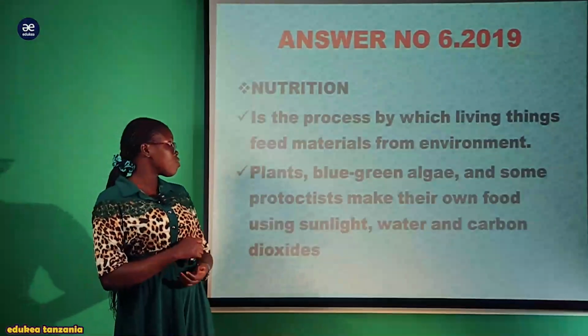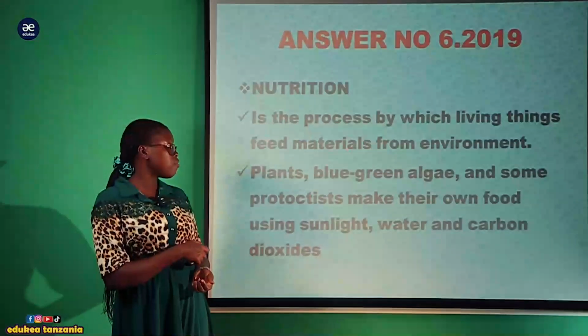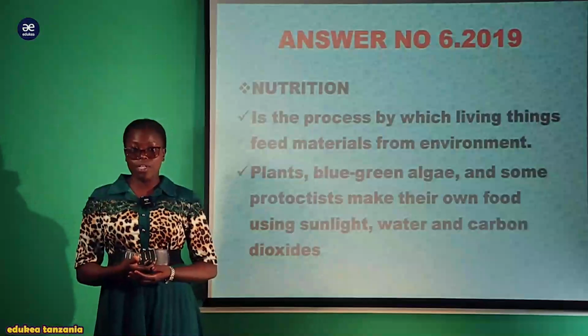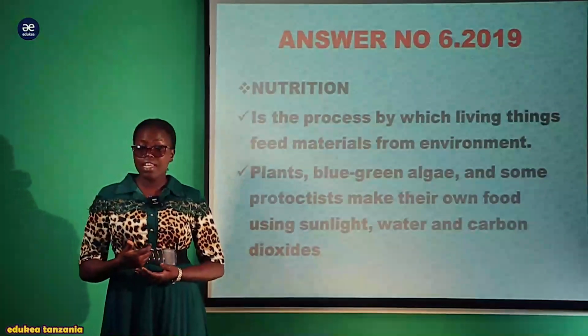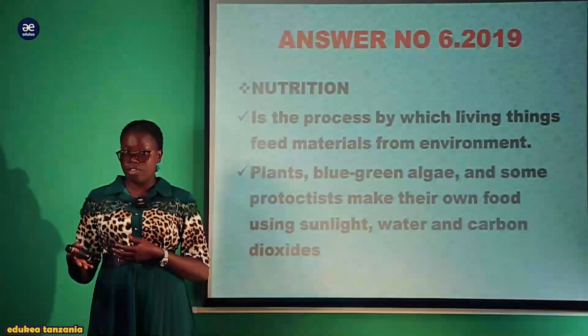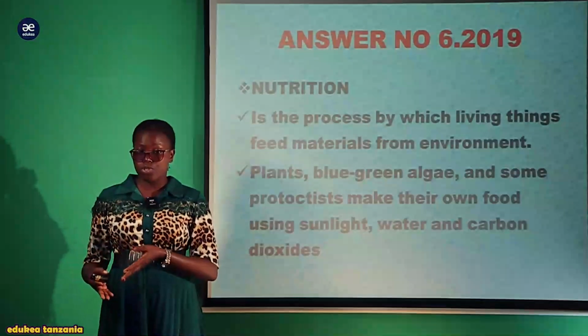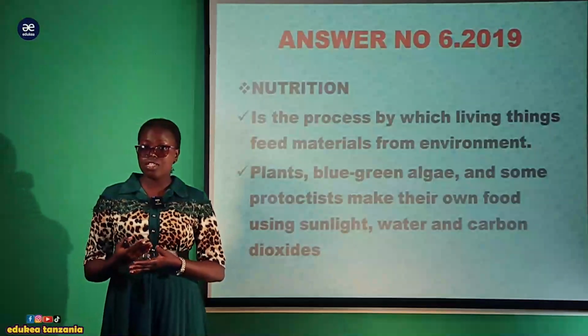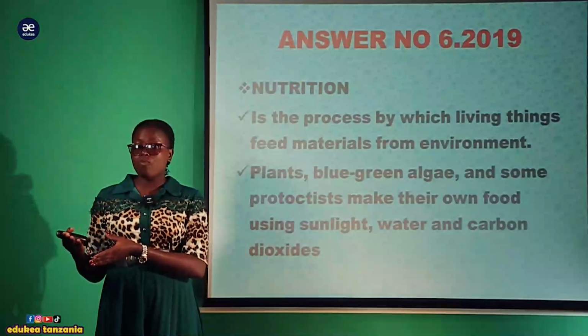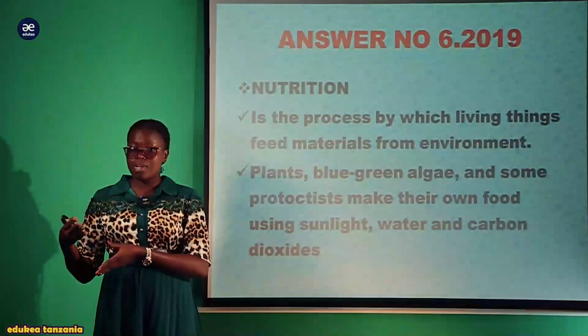So, starting with the first one, which is nutrition, this is a process by which living things take in material from the environment. And within here tuna 2 types of organisms, autotrophic organisms pamoja na heterotrophic, au tuna 2 modes of nutrition, autotrophic nutrition pamoja na heterotrophic nutrition. When we talk about autotrophic nutrition, these are organisms which are capable of manufacturing their own food from the environment. Example, green plants and algae.